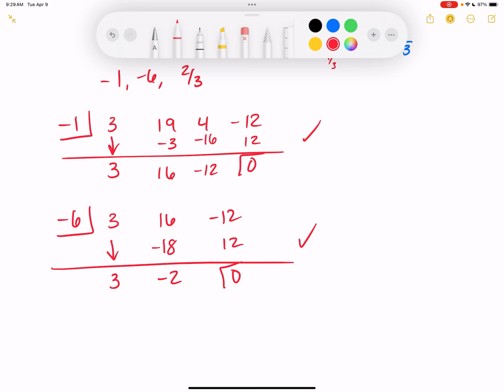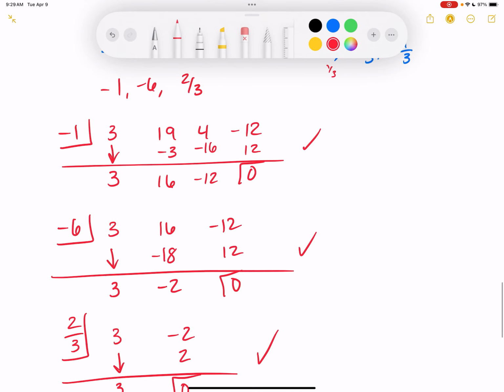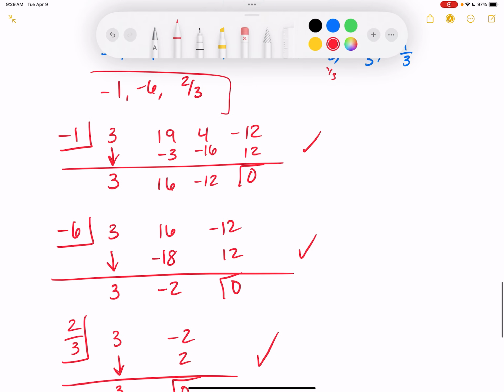So then 2/3. 3 and negative 2. Bring down the 3. 3 times 2/3 is 2. Minus 2 is 0. So it was in fact 2/3. So all of these ones did work.